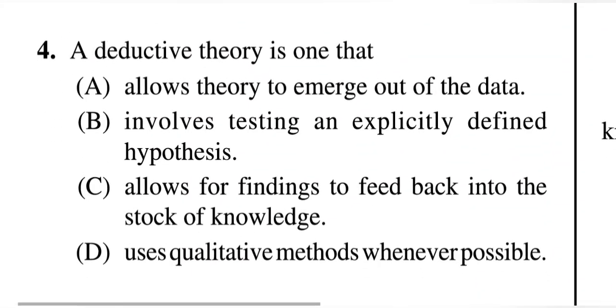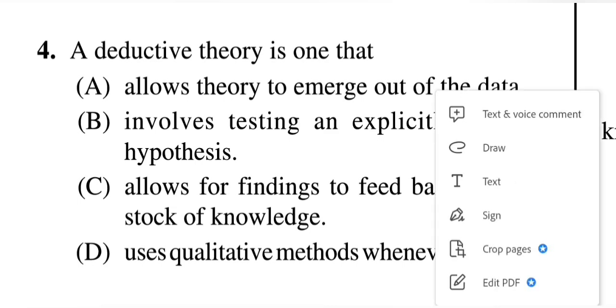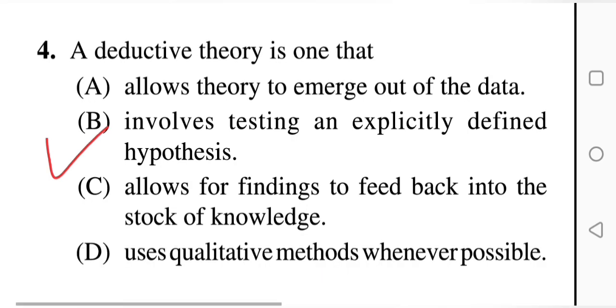Let's move on to the next question. So this question is related to research aptitude, if I'm not wrong. Number 4, it says, a deductive theory is one that allows theory to emerge out of the data, involves testing an explicitly defined hypothesis, allows for findings to feed back into the stock of knowledge, uses qualitative methods whenever possible. So these are the options. The correct option for this question will be, a deductive theory is one that involves testing an explicitly defined hypothesis. What is hypothesis? You have to find out. It is an integral part of research. Do your own research for this topic.